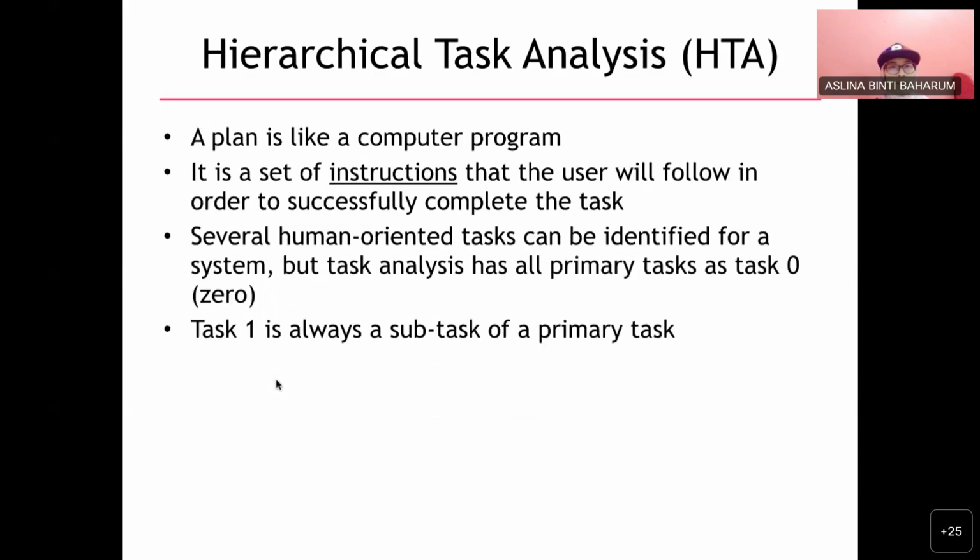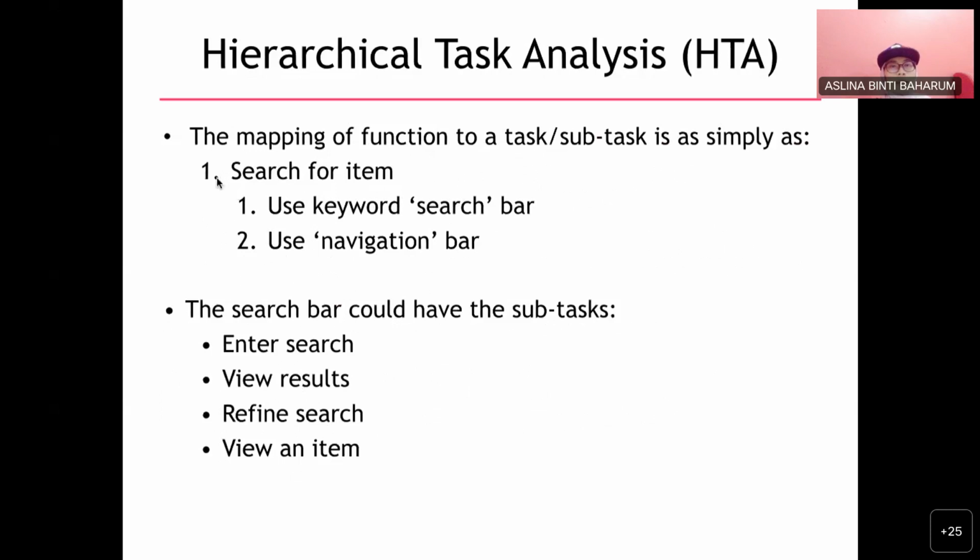A plan is like a computer program. It is a set of instructions. Several human-oriented tasks can be identified for the system, but task analysis has all primary tasks as task 0. Task 1 is always a subtask of a primary task, the first one. The mapping of function to a task or subtask is simply, for example, search for item. How do you search for an item? First, use keyword search, or use the navigation bar. Either of these two.